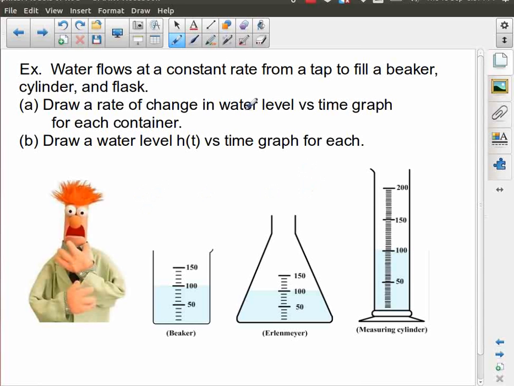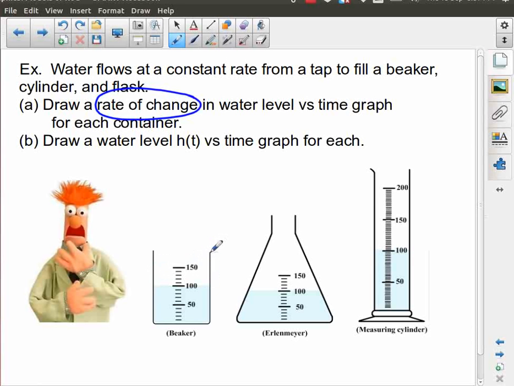Draw a rate of change in water level. So specifically, we're looking at rate of change. So what is the rate of change in water level as time progresses for each container? So let's take a look at this first one. Let's just look at all 3 of them at first and kind of figure this out. So what's going to happen in the beaker? The beaker is pretty much a regular shape. So the rate of water going in these first 50 milliliters will be the same as the next 50, will be the same as the next 50.